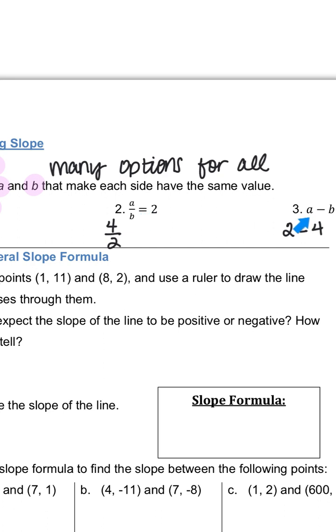Then for number 3, we're subtracting and we want to get a -2. So that means that we want the first number to be the smaller number and the second one to be the bigger number. Okay, those are the key points that we're looking for that first part there.